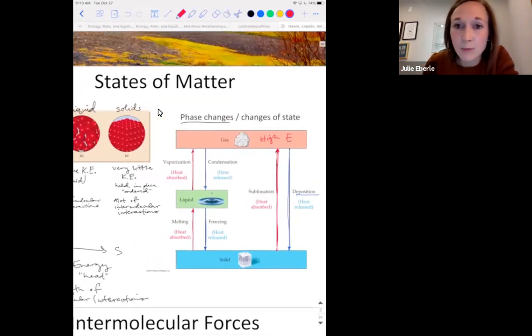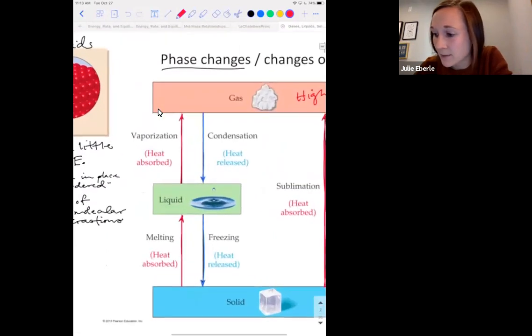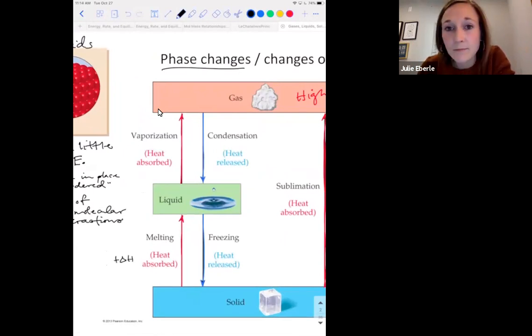So keep in mind with these processes, if we had to put in delta H, absorbing heat overall is a positive delta H. If you're releasing heat overall, these processes are a negative delta H. So if I gave you a process like melting or freezing or condensing or sublimation and asked you what the sign of delta H is, you could tell me. Equally, you could also tell me the sign of delta S.